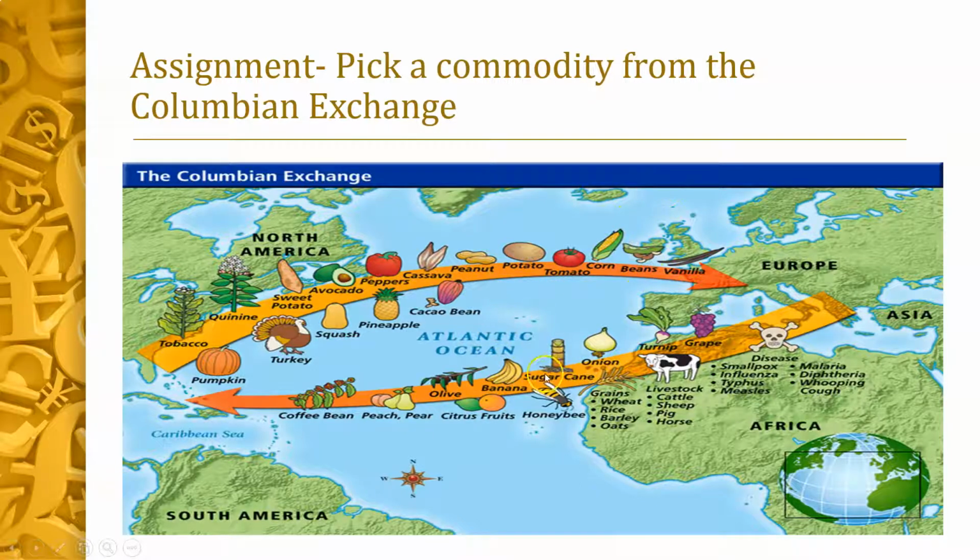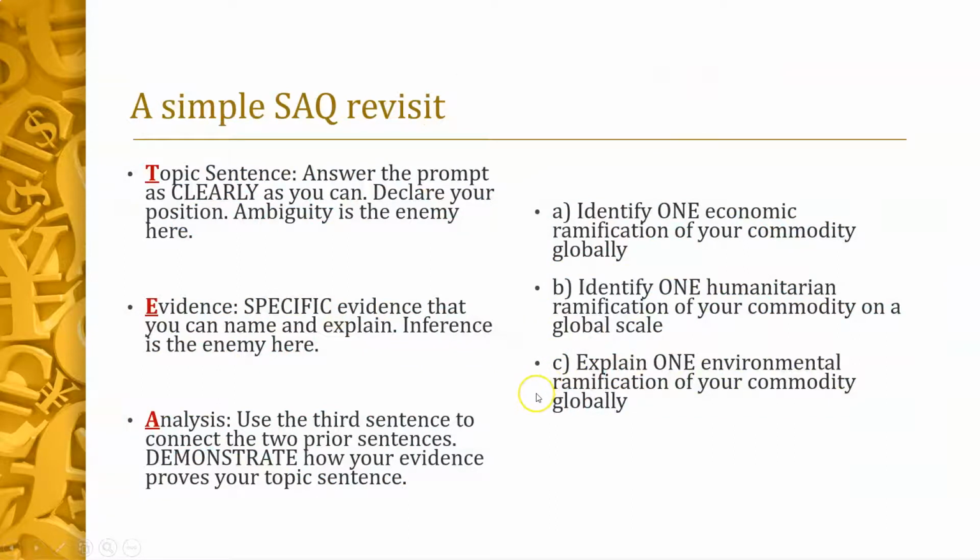And what I'm going to ask you to do is look at your commodity, research this commodity, and go a little deeper. And I'm going to ask you to create an SAQ, a simple SAQ. It's only the second one we're doing, but I want to reiterate that SAQ format. T, your topic sentence, your evidence, your analysis. And I want you to identify one economic ramification of your commodity globally, meaning how did your one commodity affect the money-making capability of the world? The second part of it is identify one humanitarian ramification of your commodity on a global scale.